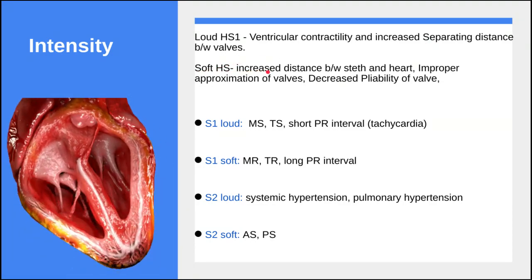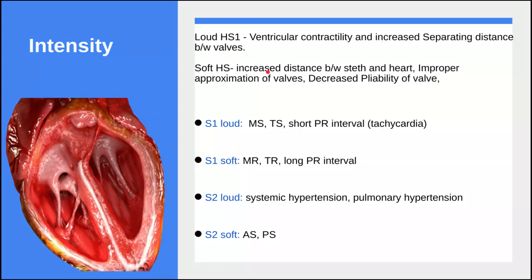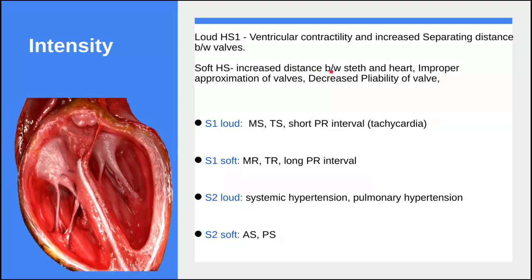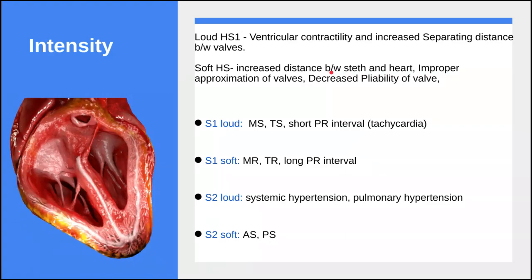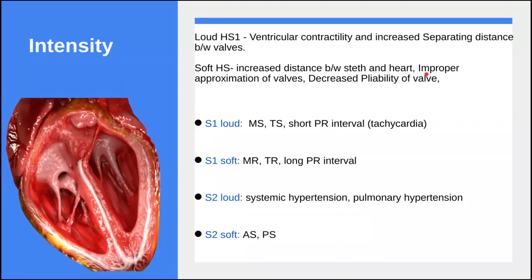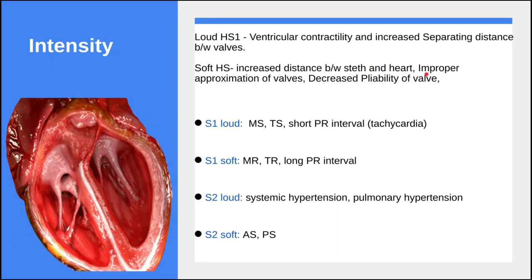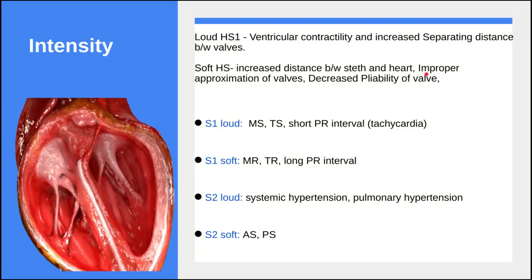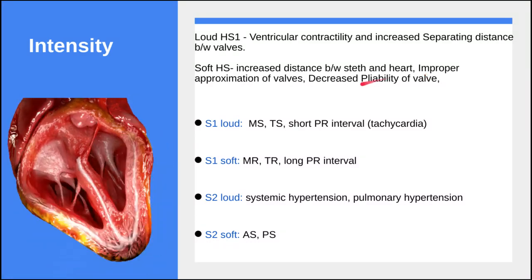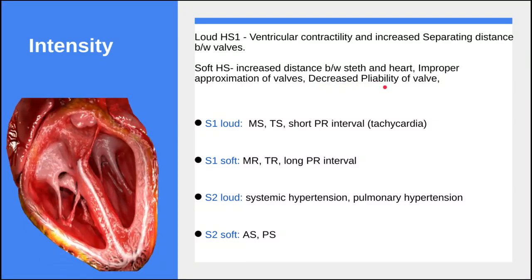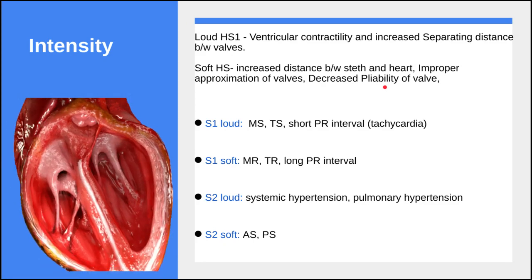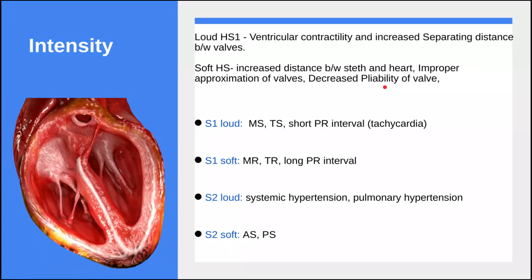A soft heart sound will be produced if the distance between the stethoscope and heart is more, like in pericardial effusion or pneumothorax or asthma, and where there is improper approximation of the valve, like in mitral valve prolapse or tricuspid or mitral regurgitation. If there is decreased pliability or decreased elasticity of the valve, like in stenosis, it will lead to a decreased or soft heart sound.